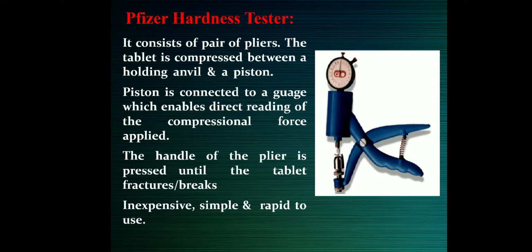Pfizer Hardness Tester. It is also one of the most commonly used hardness testers. It consists of a pair of pliers. The tablet is compressed between a holding anvil and a piston. The piston is connected to a gauge or meter, which enables direct reading of the compressional force applied. The handle of the plier is pressed until the tablet fractures or breaks. This method is very inexpensive, simple, and rapid to use.